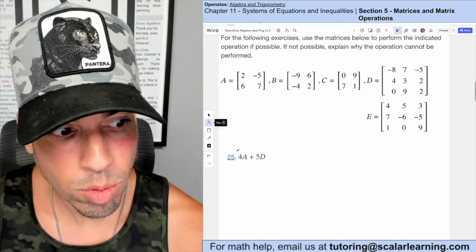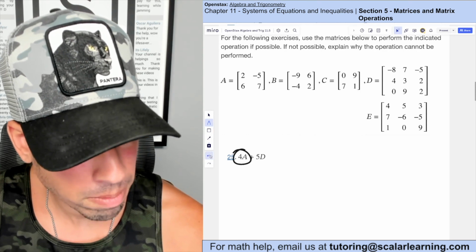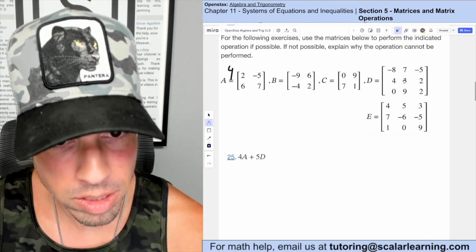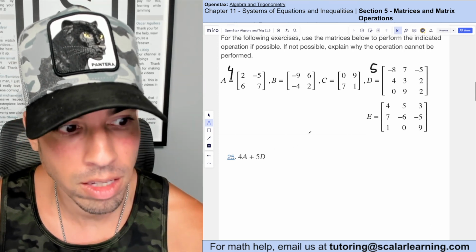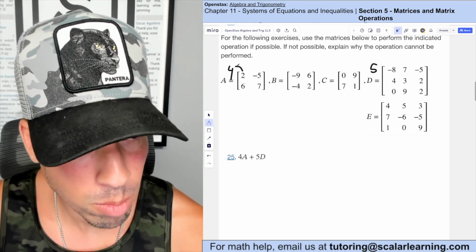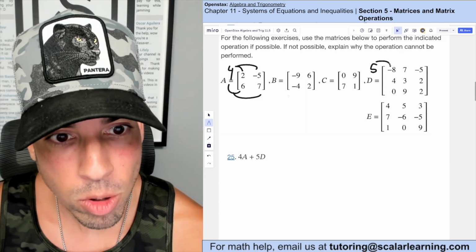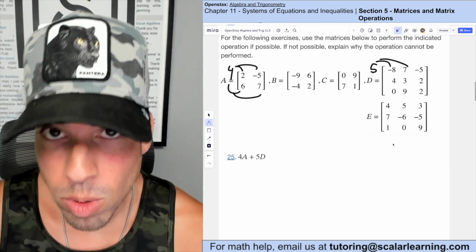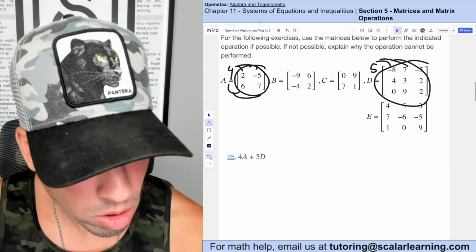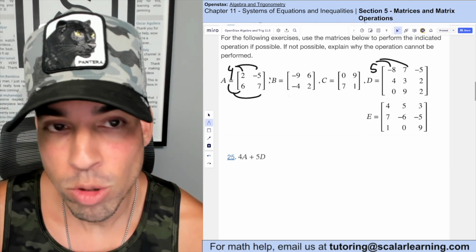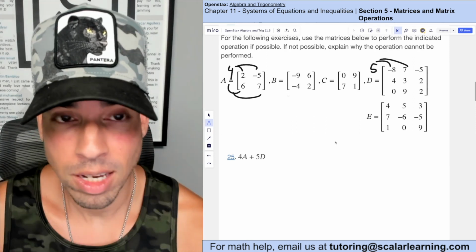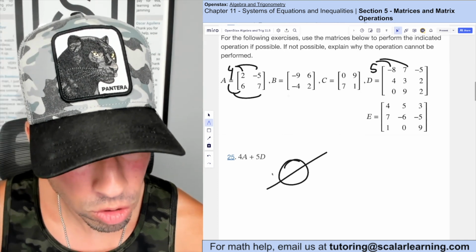Done. So for this one, we got two things going on. First, we're multiplying matrix A by 4, and then we're multiplying matrix D by 5, and then we're supposed to add these together. But here's the situation. When we have scalar multiplication, that's fine. I can multiply all these by 4, and I can multiply all these by 5. But I will not be able to add these together because the dimensions of the original matrices are different. And even if I do the scalar multiplication, it's not going to change the dimensions. It's going to be a 2 by 2 and a 3 by 3, and we can't add those together. So this is a no solution situation.